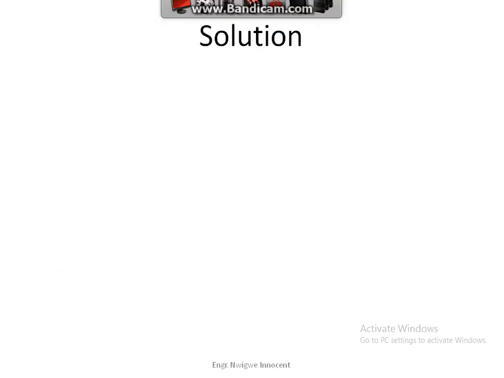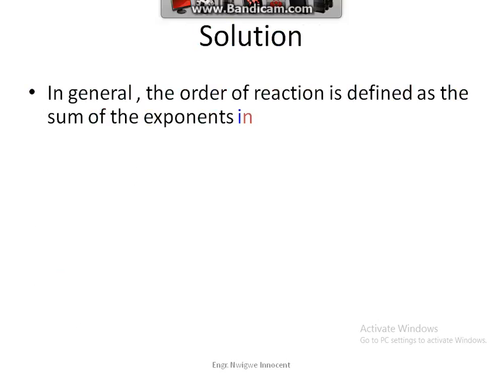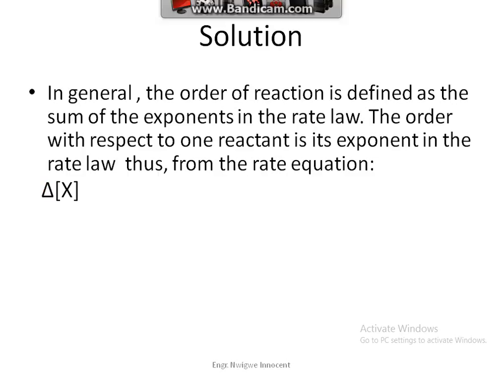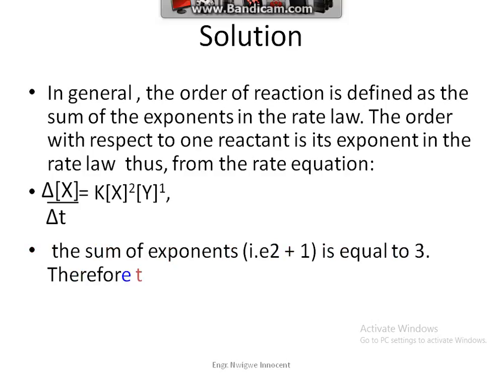Solution. In general, the order of reaction is defined as the sum of exponents in the rate law. The order with respect to the reactant is its exponent in the rate law. Thus, from the rate equation, delta X over delta T is equal to K S squared Y raised to power 1. The sum of exponents, that is 2 plus 1, is equal to 3. Therefore, the overall order of reaction is 3. Answer is D.